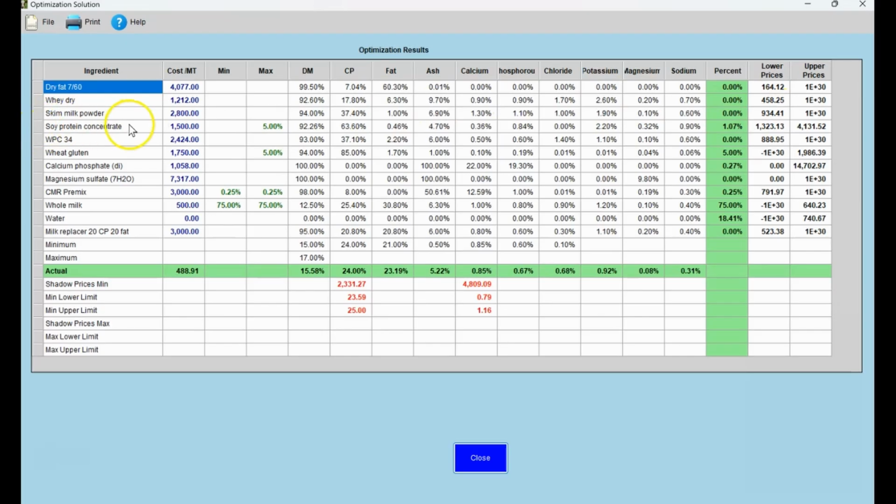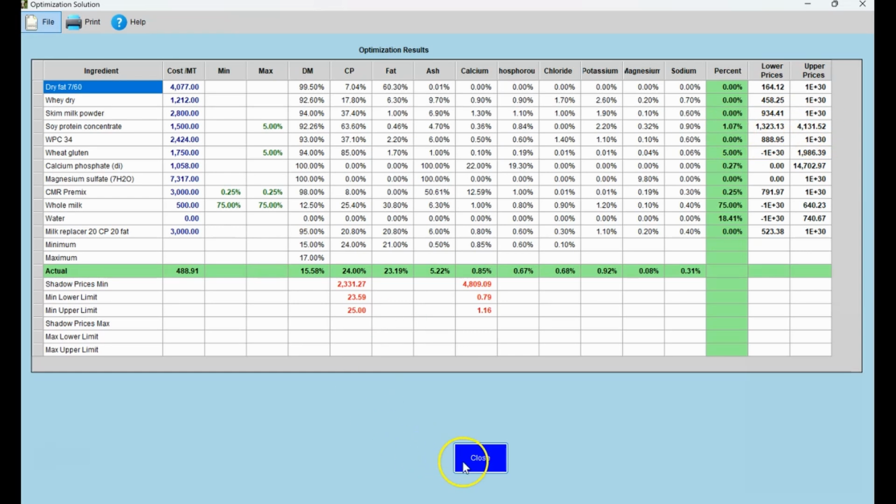Next, let's look at soy protein concentrate, which is priced at $1,500 per metric ton and included at 1.07%. Its lower price is $13.23 and its upper price is $4,131. This tells us that as long as the price remains within that range, the inclusion level remains stable.